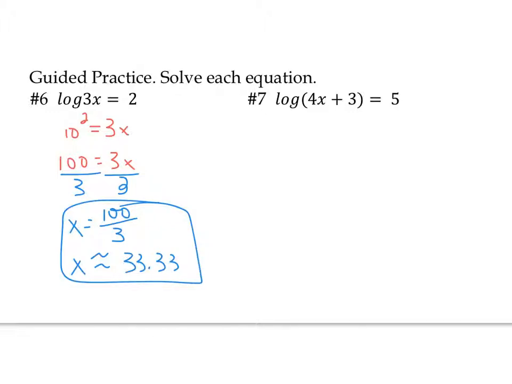Okay, but again, base 10 to the second power. So now in the next example, again, we have a base 10 to the fifth power this time. So we have 10 to the fifth power equals 4x plus 3.